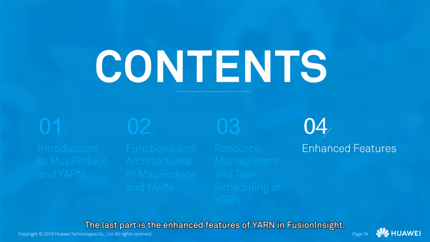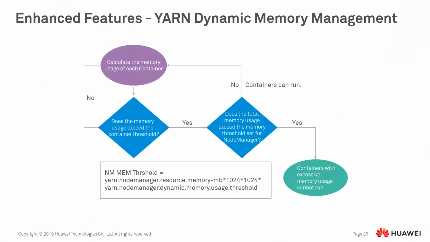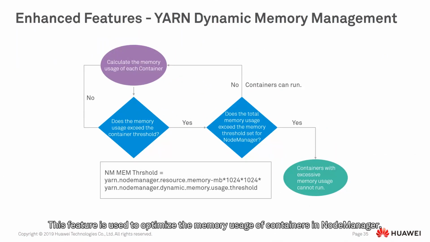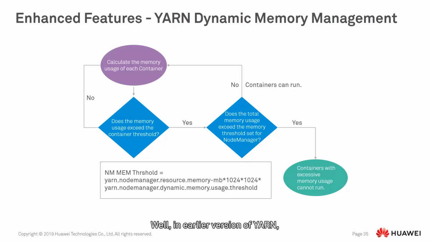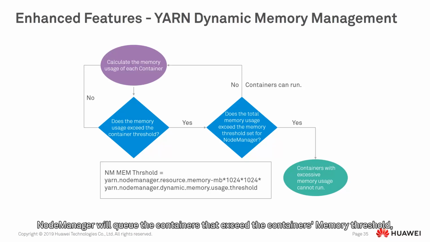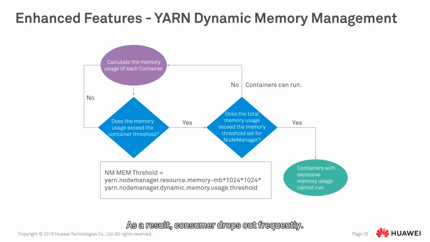The last part is the enhanced features of Yarn in Fusion Insight. First one is dynamic memory management. This feature is used to optimize the memory usage of containers in Node Manager. In earlier versions of Yarn, Node Manager will queue the containers that exceed the container's memory threshold, even though the total configured memory utilization of the node is low. As a result, consumer jobs fail frequently.